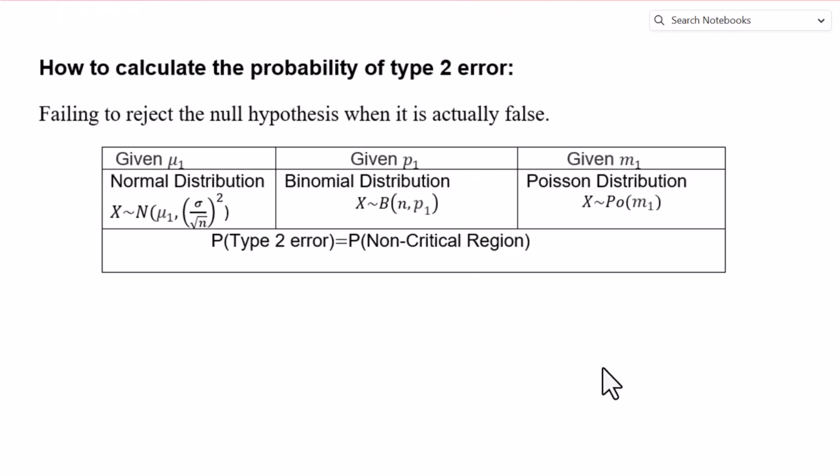How to calculate the probability of type 2 error? Based on the given information mu1, p1, and m1, the probability of type 2 error equals the probability of the non-critical region.